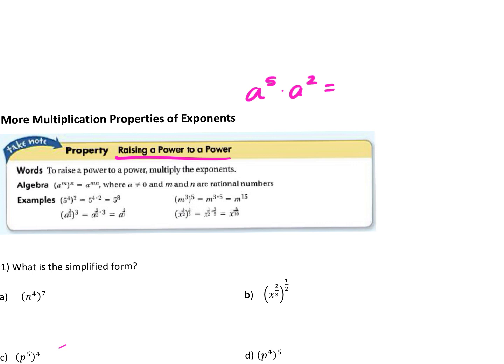So here's what I need you to see. This has two different exponents, but they're the same base, right? A to the fifth times A to the second becomes what? A to the seventh. Okay, so when you have the same base and you are multiplying, you add your exponents.